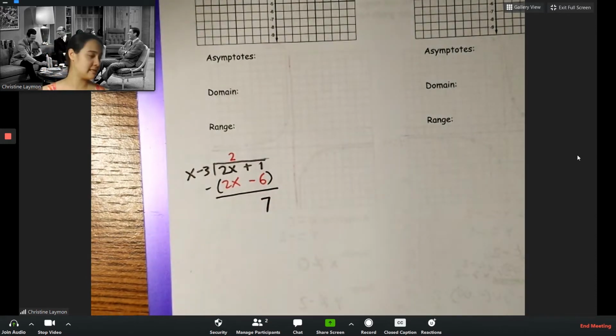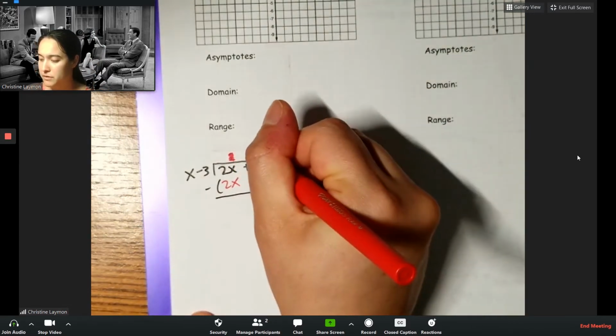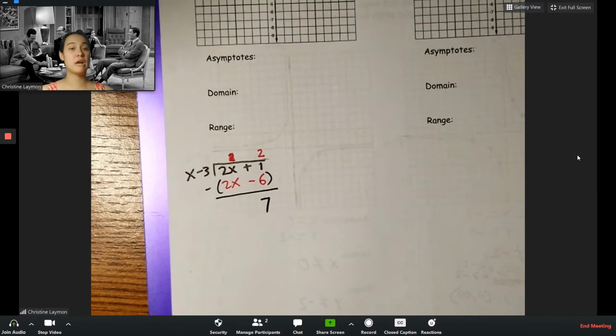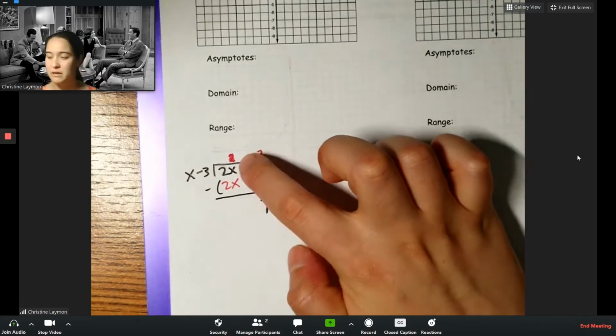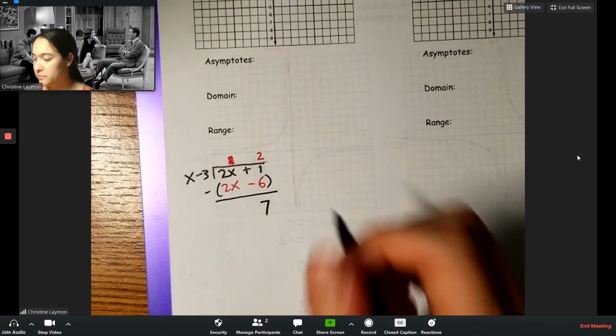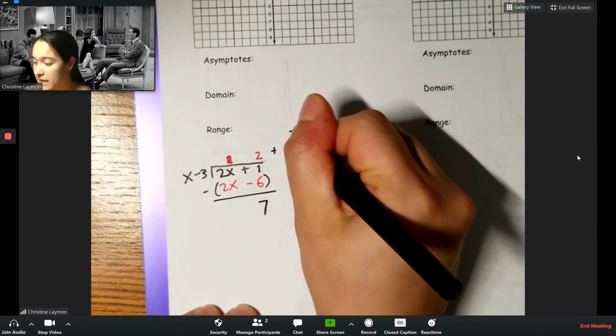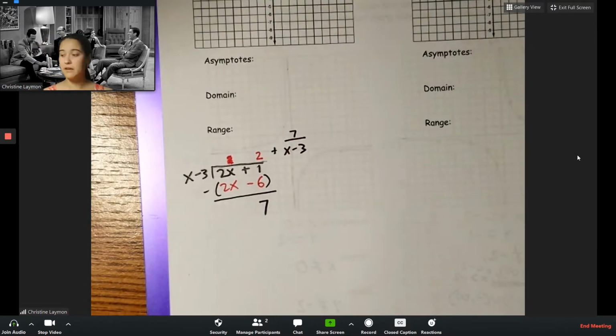And now I realize that I just made something look a little bit not as nice. Let me go ahead and scratch this out. I want to put the 2 over here. Sorry. Whatever term you get, put it on top of the similar term. So I got a 2, put the 2 over there. Ignore that one. This 7 is your remainder. So I'm going to have 2 plus 7 over x minus 3. Okay? So 2 plus 7 over x minus 3.